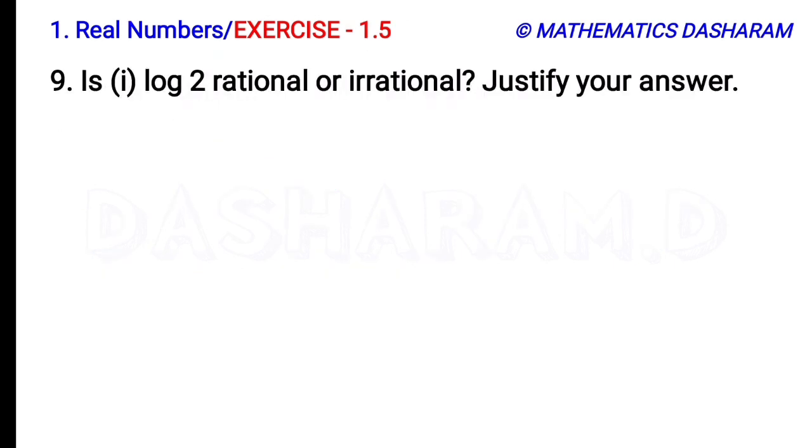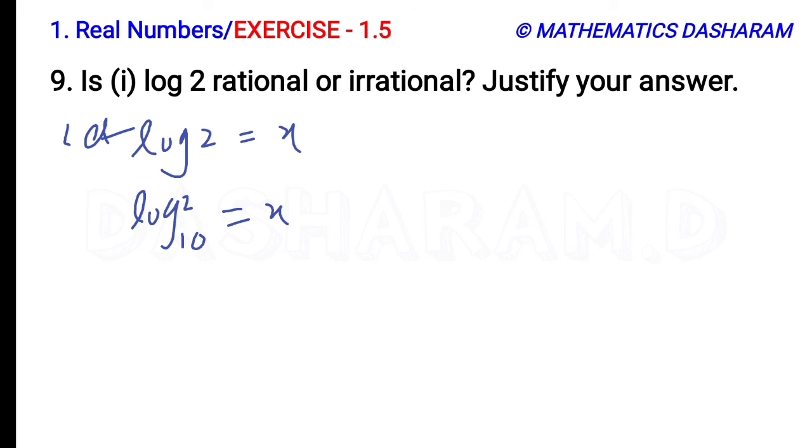Ninth question, first problem: is log 2 rational or irrational? Justify your answer. So let log 2 equal x. There is no base written, but we can consider it as 10. Now write in exponential form. Here the logarithm base is 10, so in the exponential form also the base is 10, and this x will come to the exponent place and 2 will go to the right side. So to find the x value, its base is 10, then the right side also requires the same base.